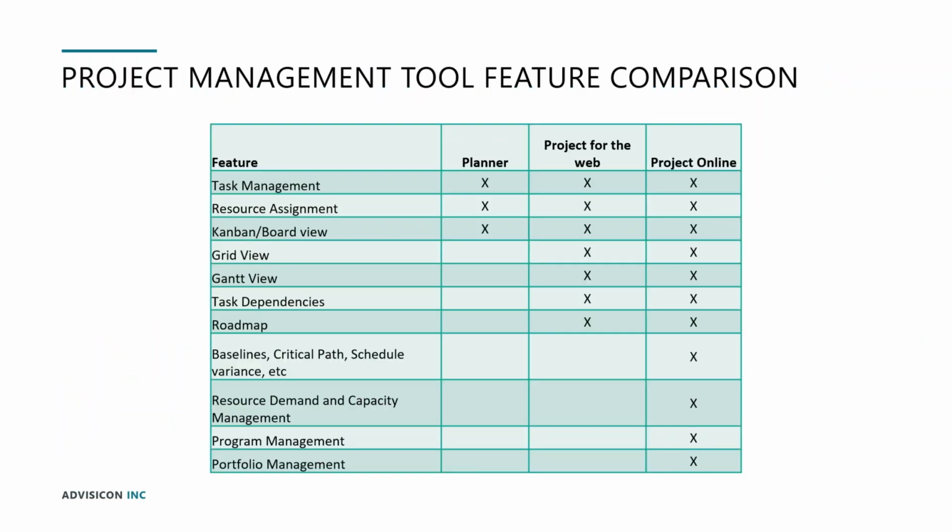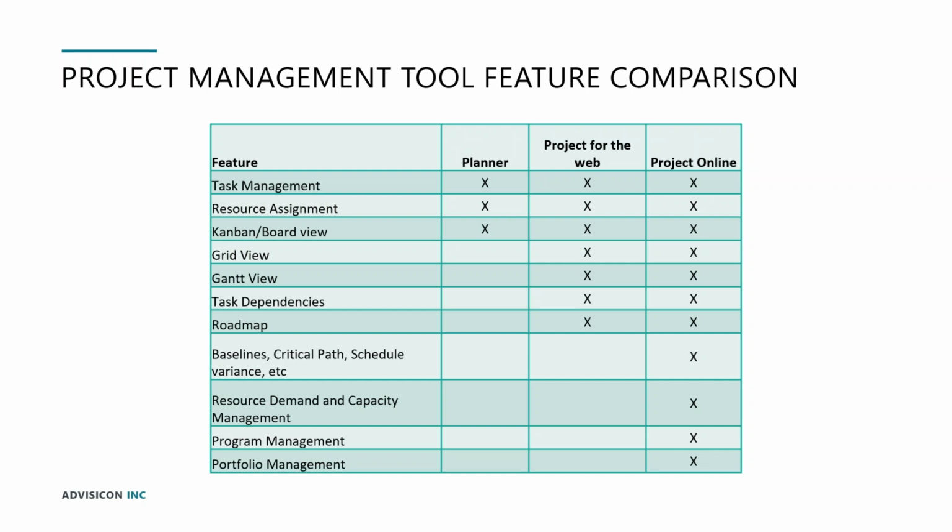As we look at a quick feature comparison here, you can see on this grid there's a lot of features that are shared across Project Online, Project Server, Project for the Web, as well as Planner. We see that very quickly, they all support resource assignments, task management, and a Kanban board view. But when we start getting into being able to do the grid view of interconnected tasks, the Gantt view of the timeline, and task dependencies, that's where the break point is between using Microsoft Planner versus using Project for the Web.